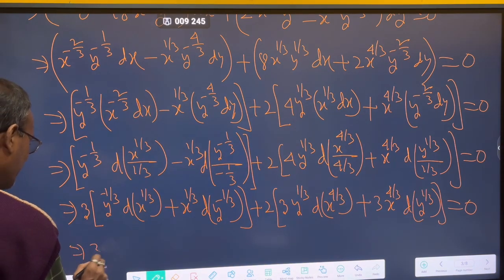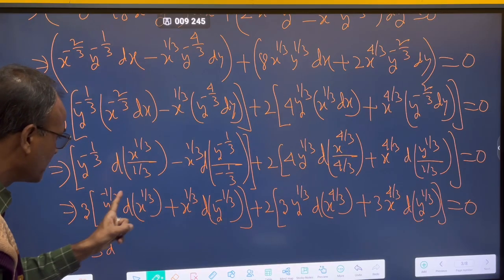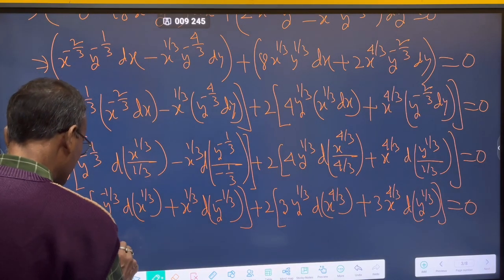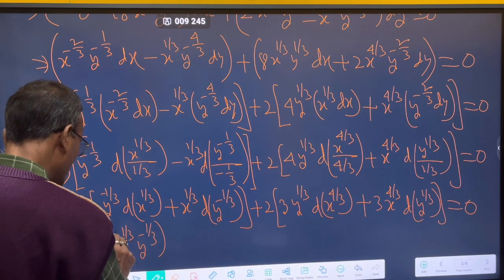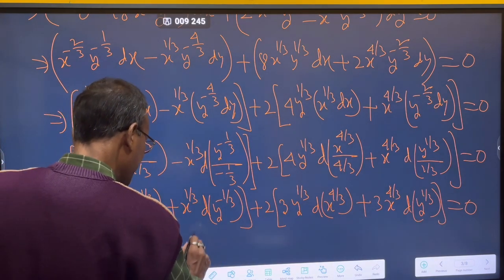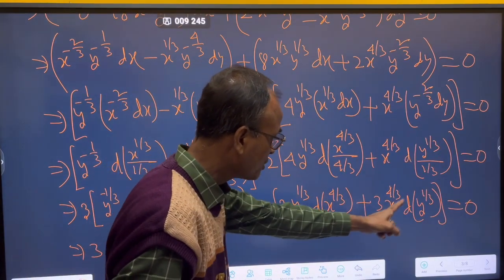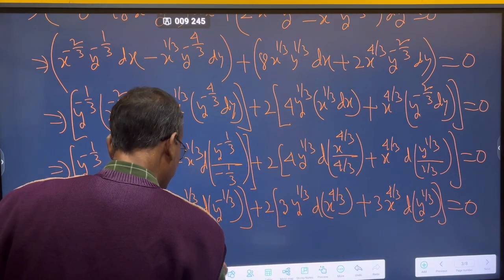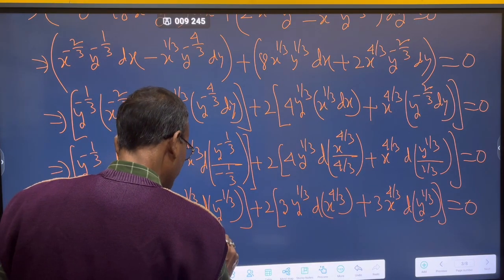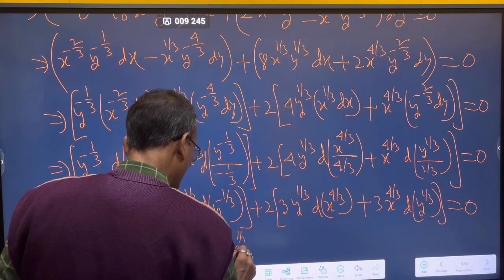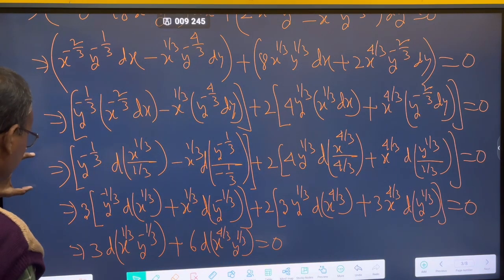Or 3 times the first function into differentiation of the second function plus second function into differentiation of the first function: x to the power 1 by 3 y to the power minus 1 by 3, plus it will be 6, 3 times first function differentiation of the second function. You may write here x to the power 4 by 3 y to the power 1 by 3. This is equal to 0.